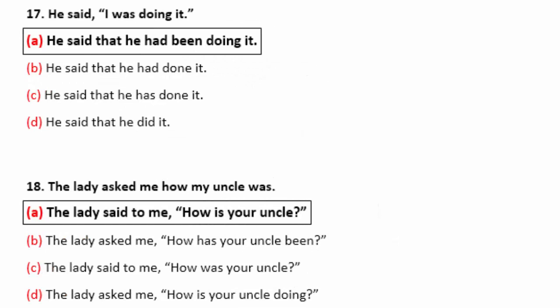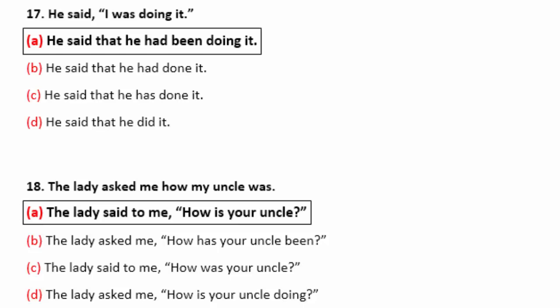Sentence number 17. He said, I was doing it. This is a direct sentence. I was doing it is a past continuous tense, and this past continuous would go to past perfect continuous as a simple rule of direct and indirect narration. So option A is the correct answer. He says that he had been doing it.